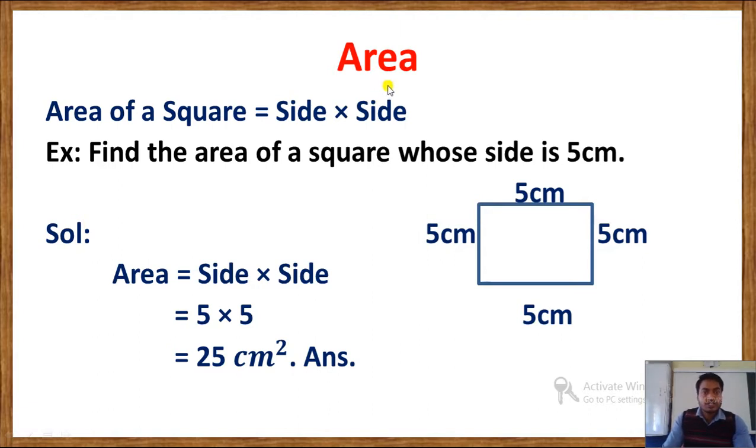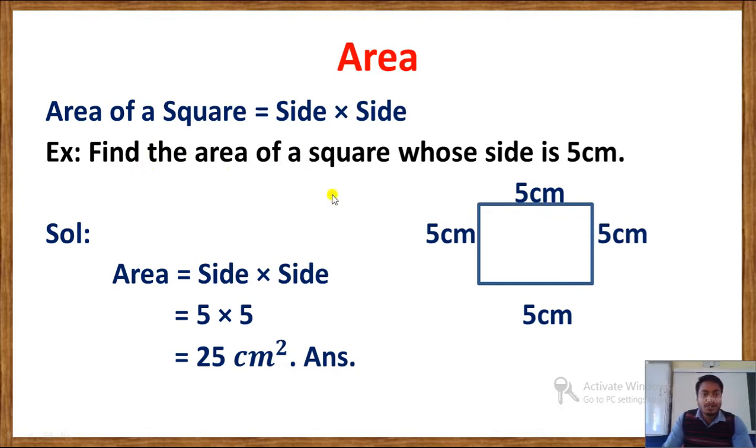Now for a square, here we have the formula to find area of a square equals side into side, side into side. Okay, side into side. So in a square you know very well all sides are equal. Now let's solve one example and try to understand the concept.